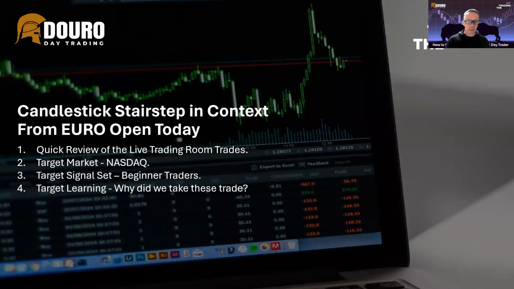We're going to target a very, very simple signal set. For those of you that know a little bit about what I do, we're going to be waiting for the candles to close, and then thinking about trading off them. Ultimately, at the end of the day, we're going to come all the way down to the live trading room right at the end, and I want you to be able to tell me why Lachlan took the trades we took in the live trading room today, based on the lessons we're learning today.